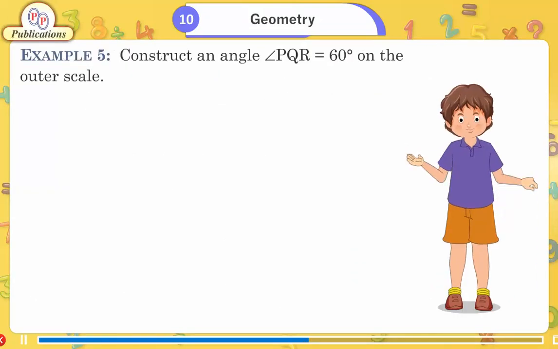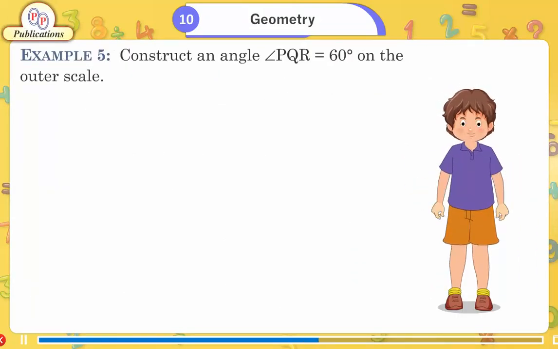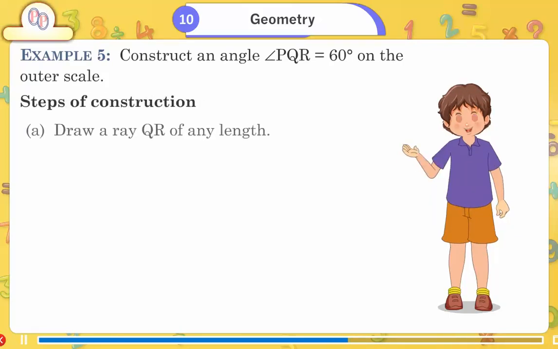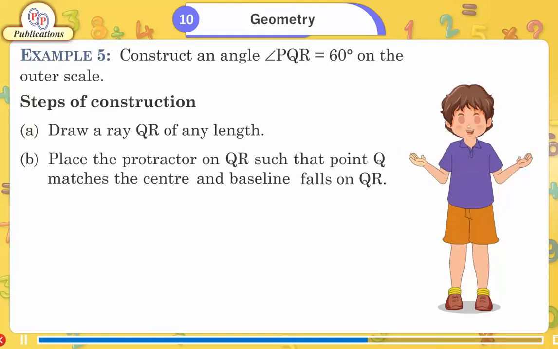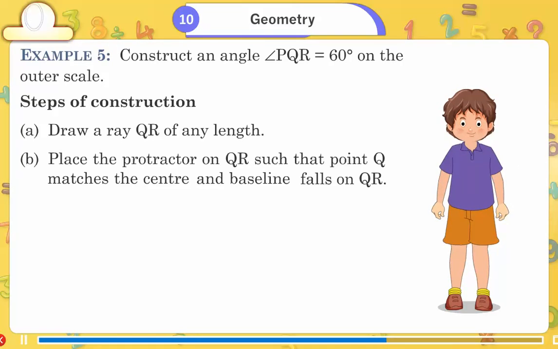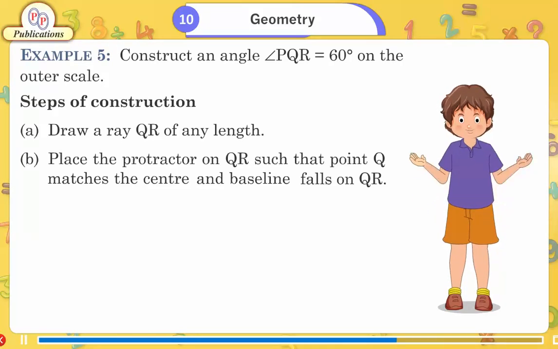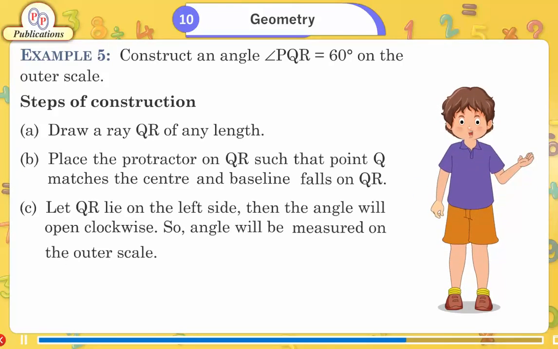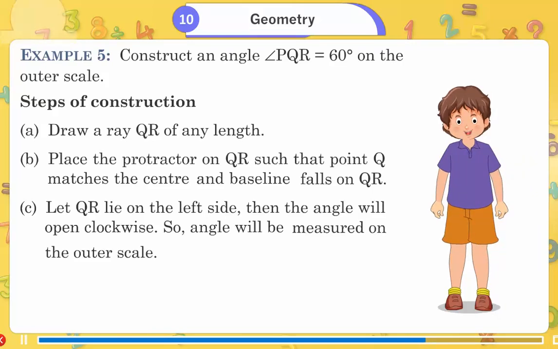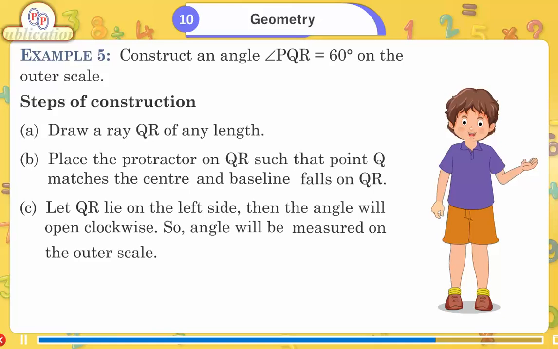Example 5. Construct an angle PQR equal to 60 degrees on the outer scale. Steps of construction. A. Draw a ray QR of any length. B. Place the protractor on QR such that point Q matches the center and baseline falls on QR. C. Let QR lie on the left side. Then the angle will open clockwise. So, the angle will be measured on the outer scale.